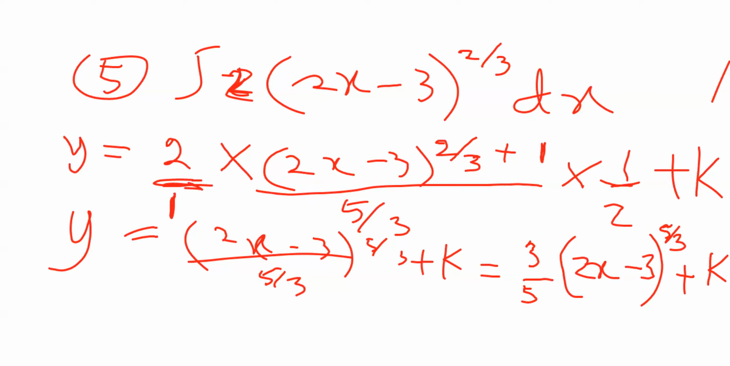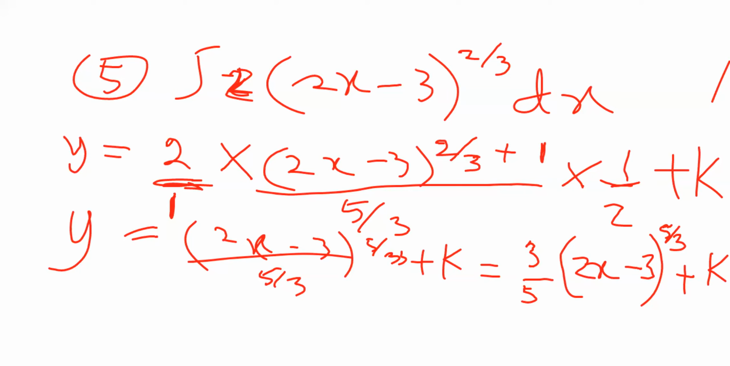So 2/1 times 1/2 is gone, Abby. That numerator is now 2/3 plus 1, which is 2x minus 3 raised to power 5/3. You know this 2/3 plus 1 power now. 2x minus 3 will be raised to power 5/3.